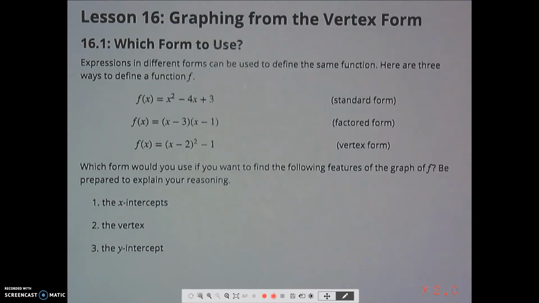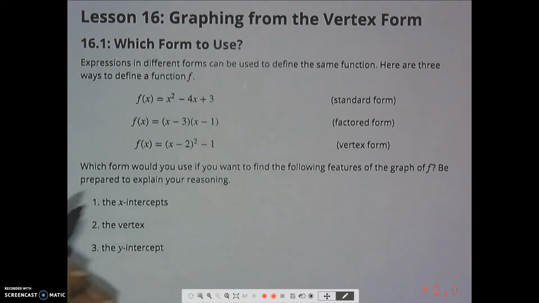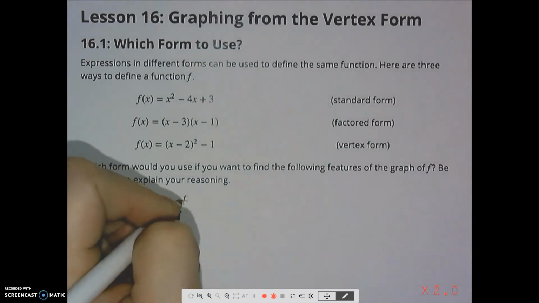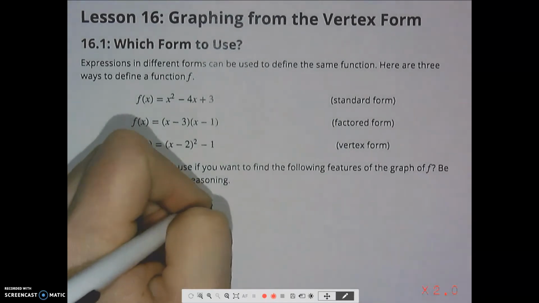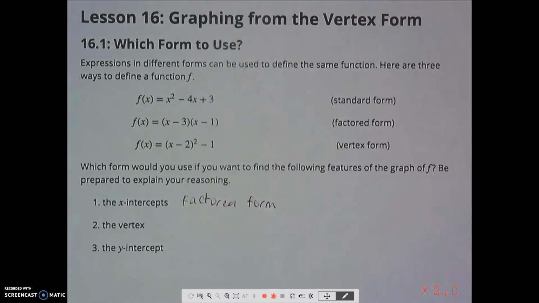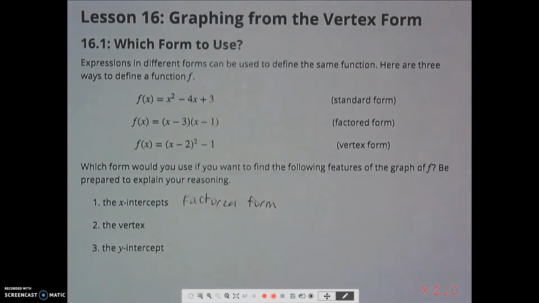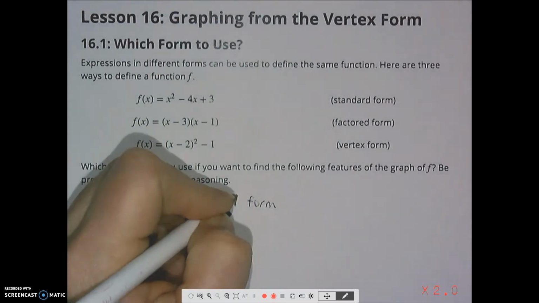So which function would you use if you want to find the following features of a graph of f? With this, the x-intercepts, remember those are what are on the x-axis. And so the easiest way to find that would be using factored form. That's going to be where we can just take the opposite of those numbers, plot those two things, and those would be our x-intercepts.